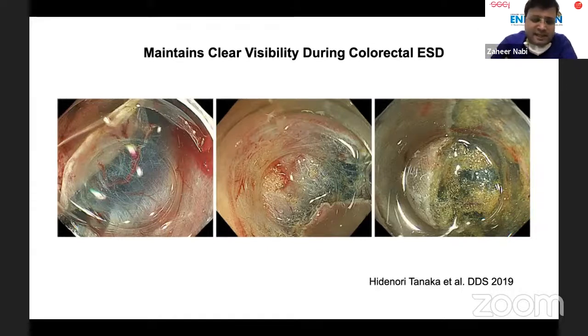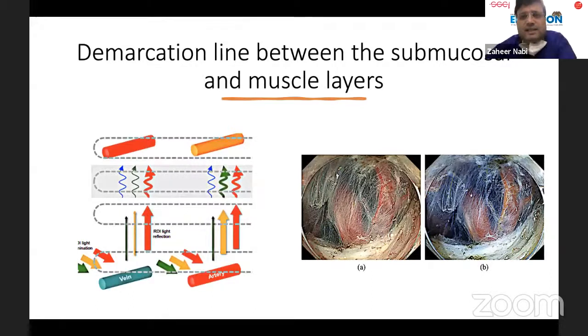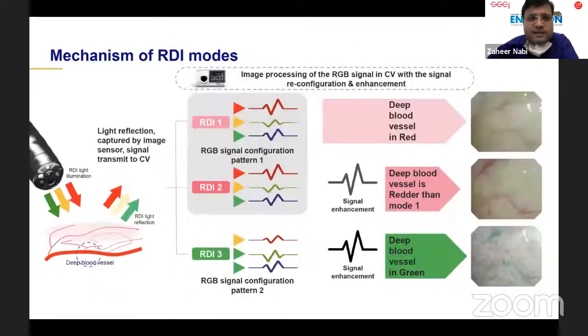Some of the studies that have been published are with regards to the identification of the ideal injecting point for sclerotherapy during variceal treatment. And some of the studies say that it allows you to maintain clear visibility during a colorectal ESD, where sometimes you have this fatty tissue which obscures your plane. So these are all potential uses. There are no large quality data available for that, but these can be some of the potential uses that can allow us to incorporate RDI into our routine practice.